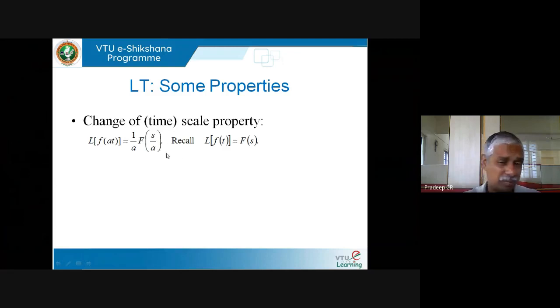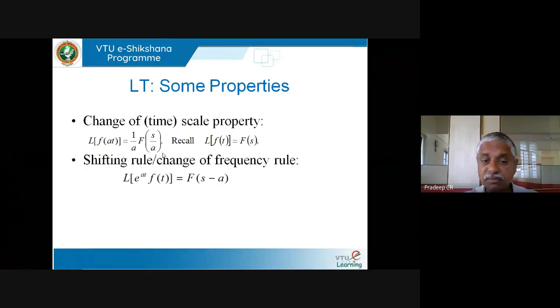This is not a very useful property, let me tell you. But this is there in your syllabus, so I have written it down. And yeah, it's fair enough. You try to prove this, you will understand many things. The next rule is, this is very important.